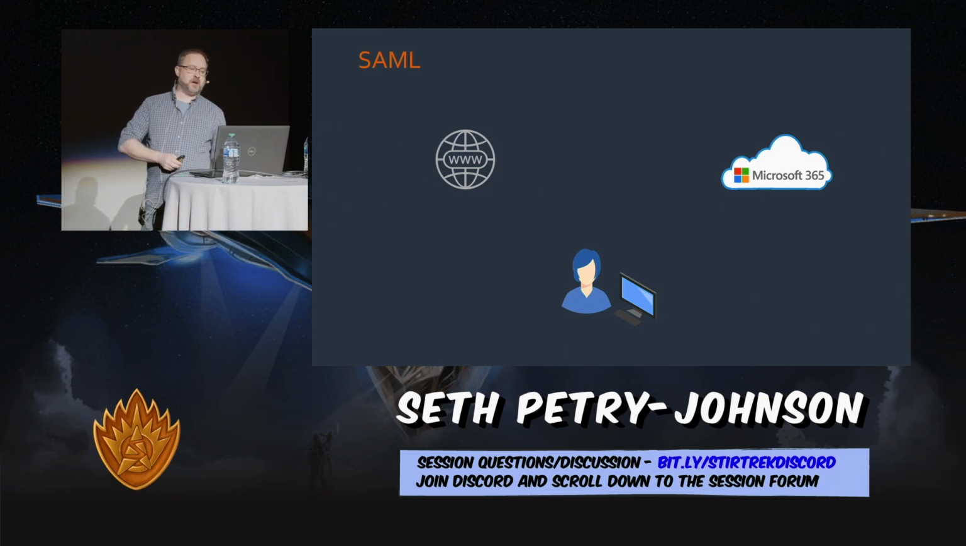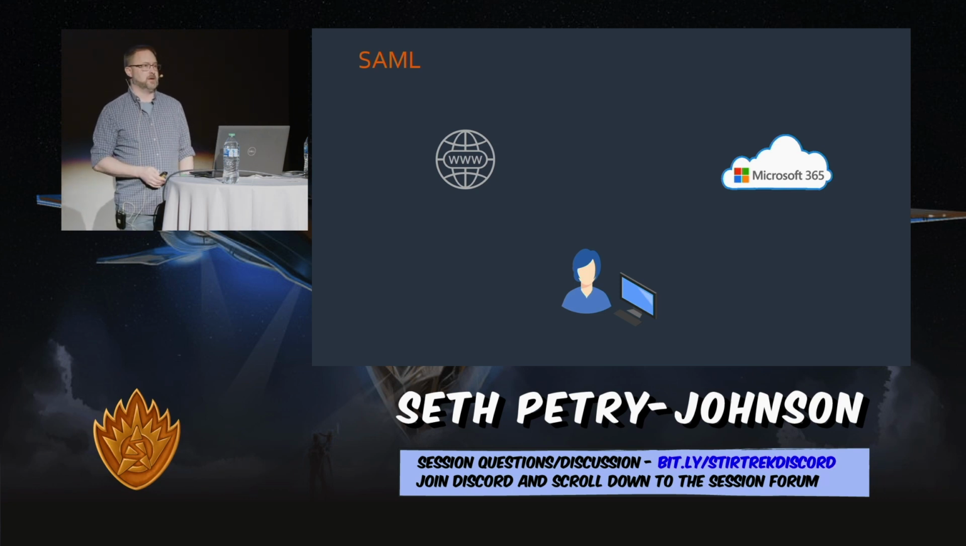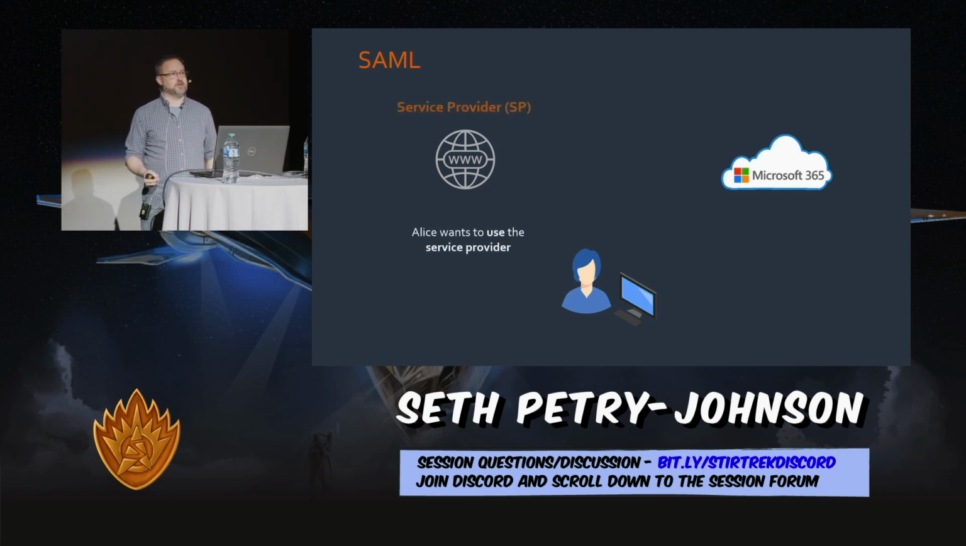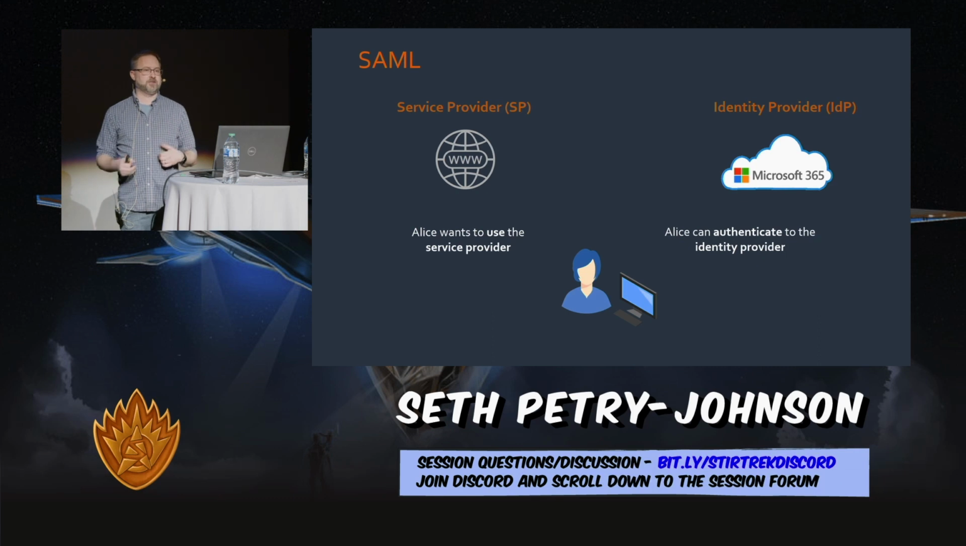There are 3 parties in a SAML scenario. The first is the user that's trying to do something, and we'll use Alice again. The second is the service provider. That's the website Alice wants to use. And the third party is the identity provider. That's the website responsible for authentication, like Google or MS365 or whatever.